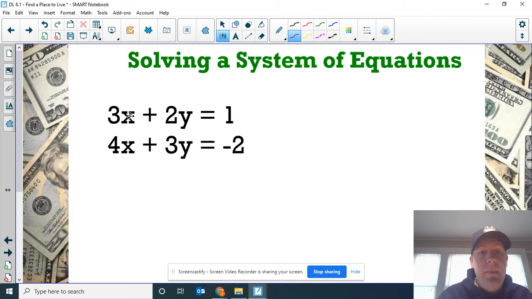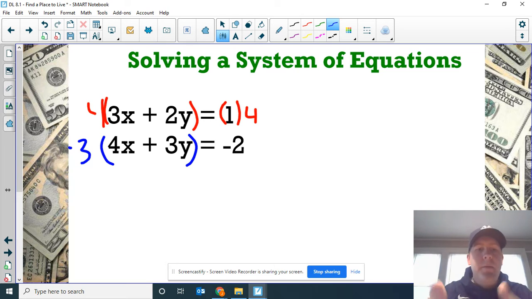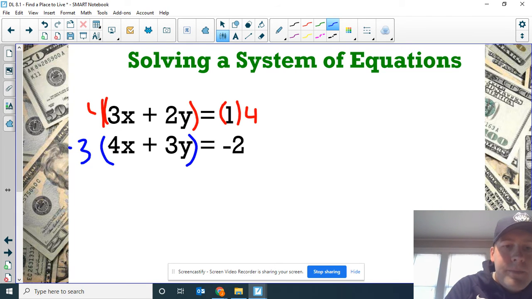I'm going to do that by getting my top equation's x to have a coefficient of 12 and the bottom one's being -12. So we're going to do that by multiplying the top equation, both sides of it, by 4. And my bottom equation, we're going to multiply by -3, because we need one to be a positive 12 and one to be a -12.